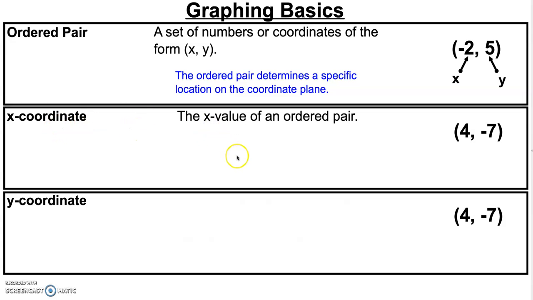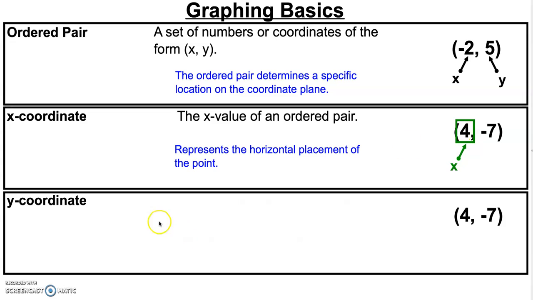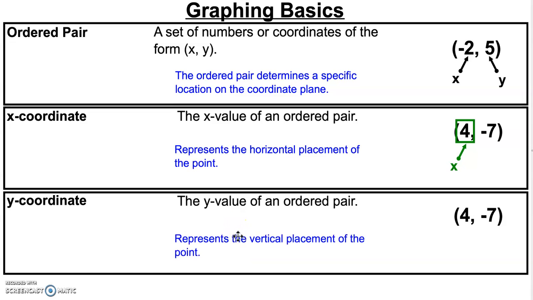Specifically, the x coordinate is the x value of an ordered pair. This represents the horizontal placement of the point. So here, the horizontal placement, or the x coordinate, is 4. The y coordinate is the y value of an ordered pair, and this represents the vertical placement of the point on the coordinate plane. So in our point 4, -7, the y coordinate is -7. This would represent the vertical placement on that y number line, or that y axis.